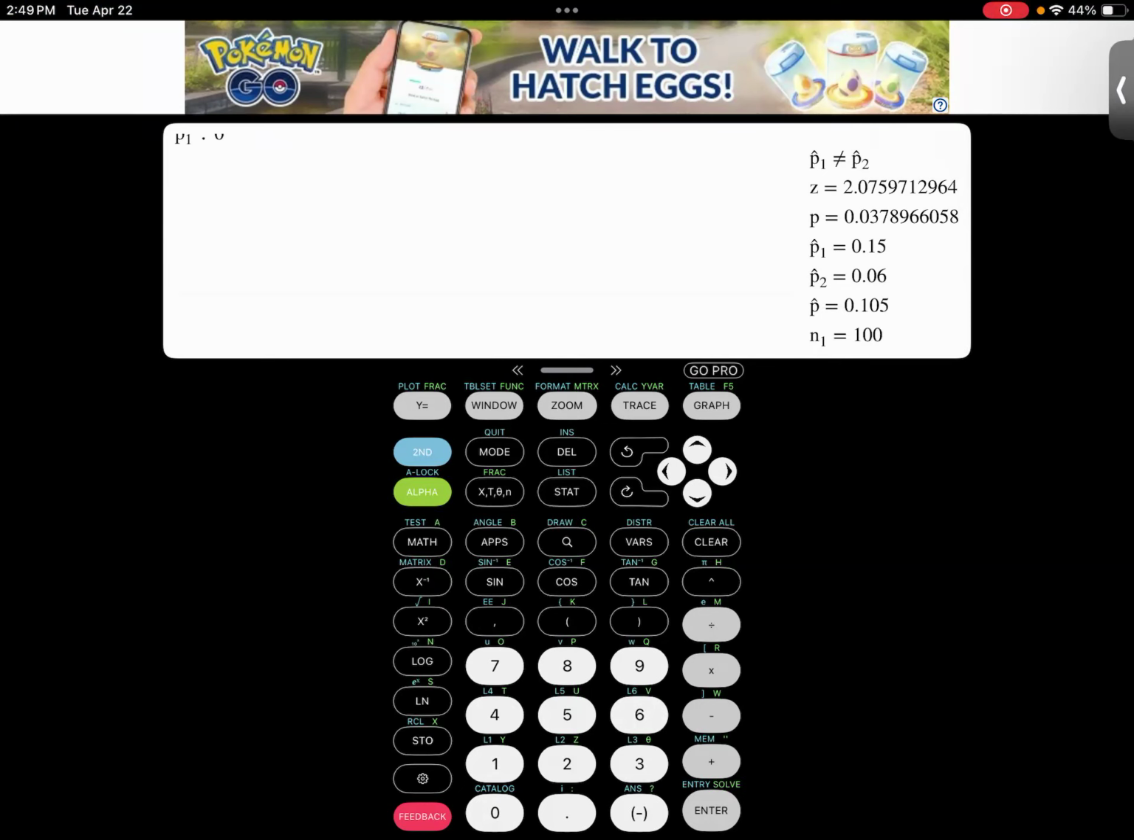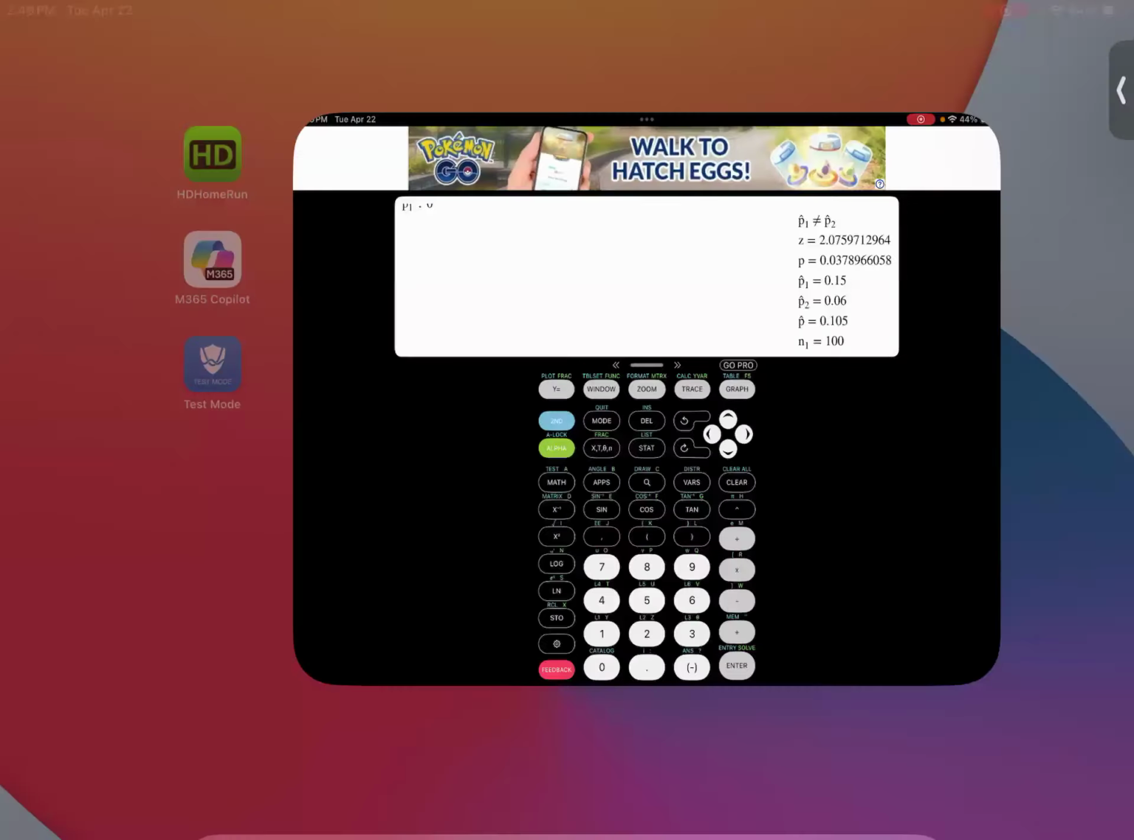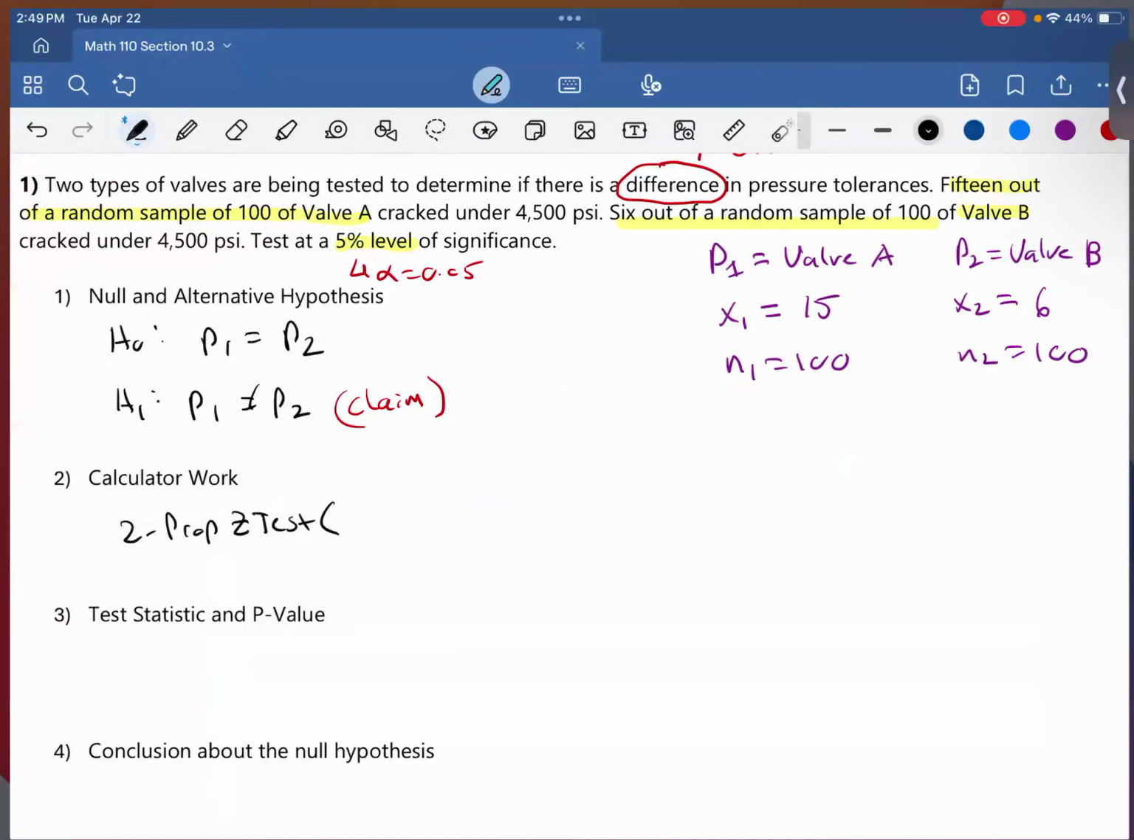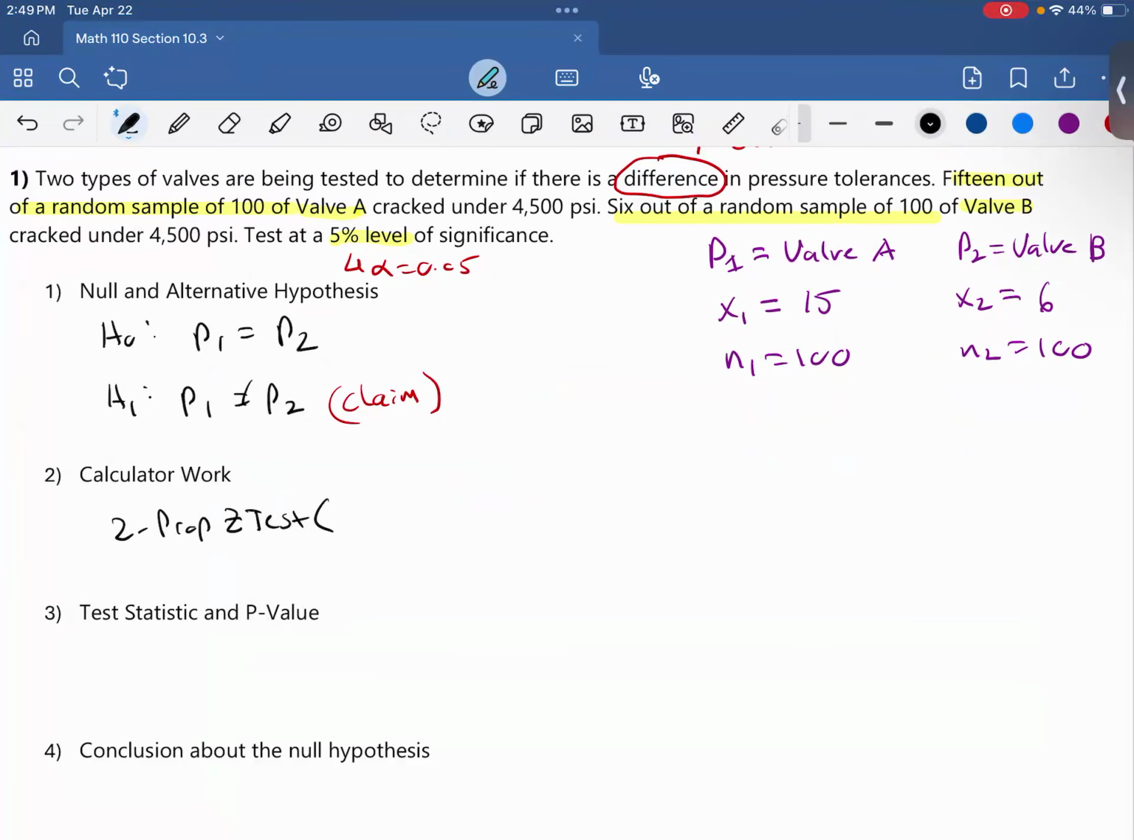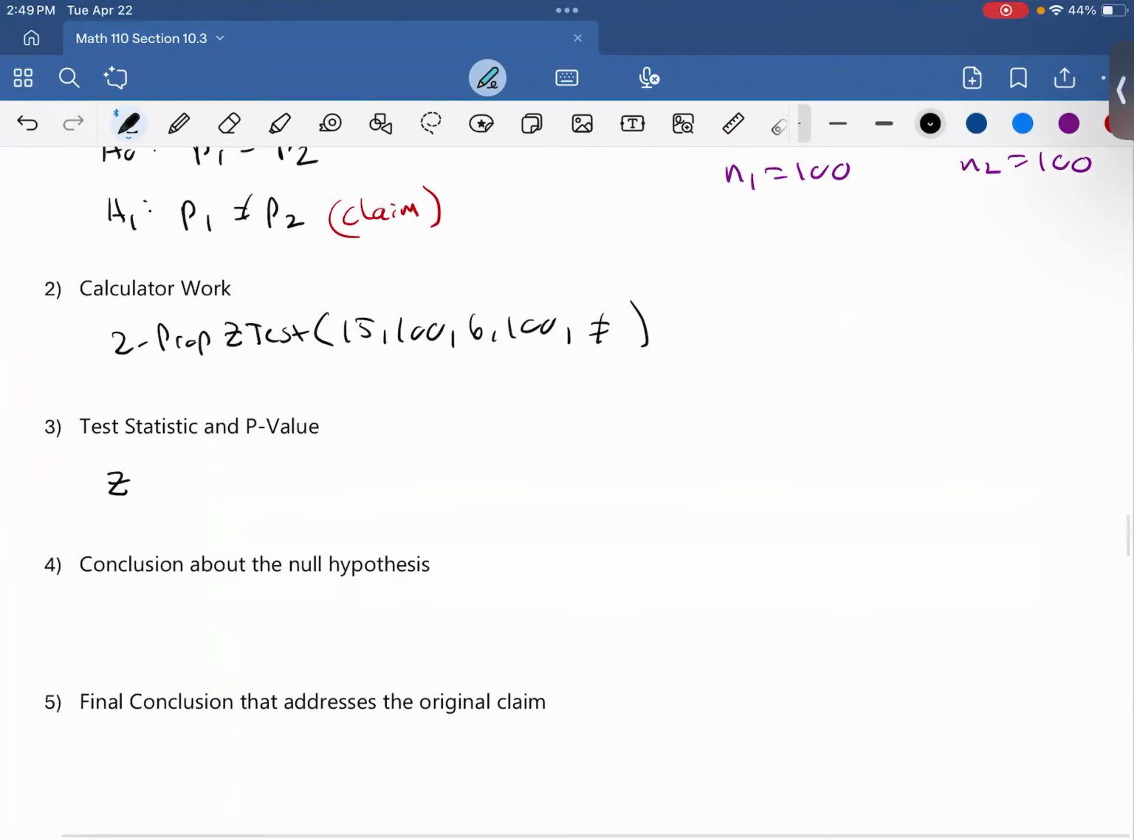So let's go ahead and write those out, as well as our calculator work. It was 15, 100, 6, 100, and not equal to. Our test statistic was Z, and what we got was 2.08, and our p-value was 0.037, and we rounded it up to 9.